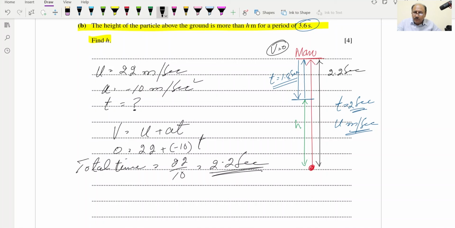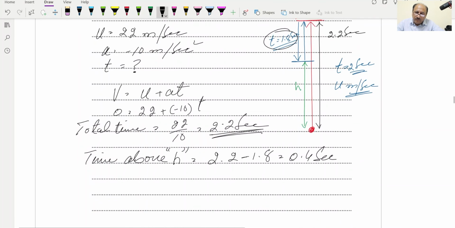So from this one we will subtract, so time above h will be how much. So we can write time above h, and this will be equal to 2.2 minus the time, which is 1.8 seconds, and this will be equal to 0.4 seconds. Now we have to check in 0.4 seconds how much distance it has covered.